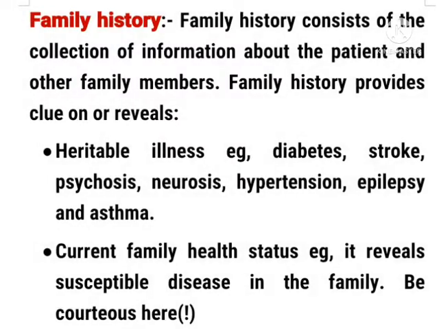Family history is the next. Family history tries to look at the basic 5 diseases: hypertension, epilepsy, asthma, diabetes, and sickle cell or stroke. But not limited to that. Okay, hypertension, epilepsy, asthma, diabetes mellitus, sickle cell, and stroke.